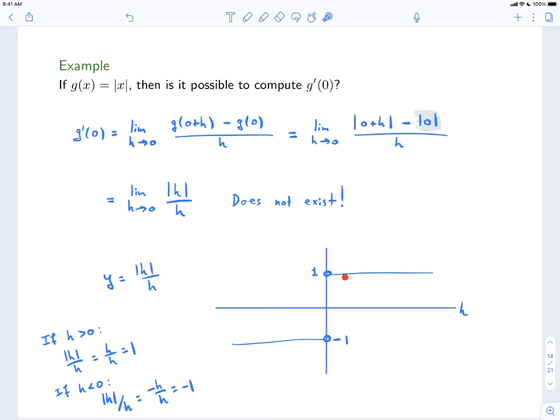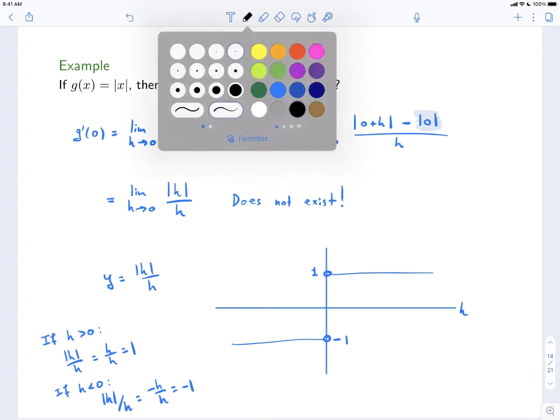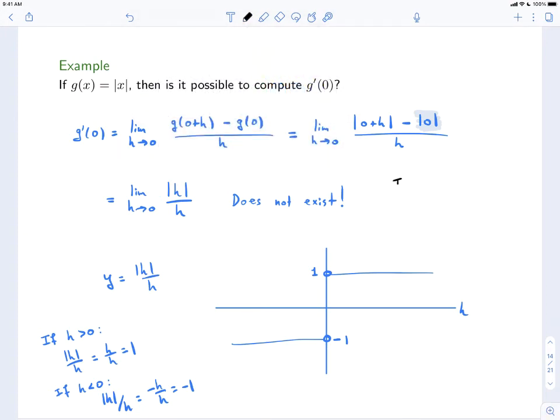As h approaches from the right, you get 1. As h approaches from the left, you get -1. Well, that means that the right limit doesn't equal the left limit, so the limit doesn't exist. So this limit doesn't exist. That means that g prime of 0 doesn't exist. So this function is not differentiable at 0.